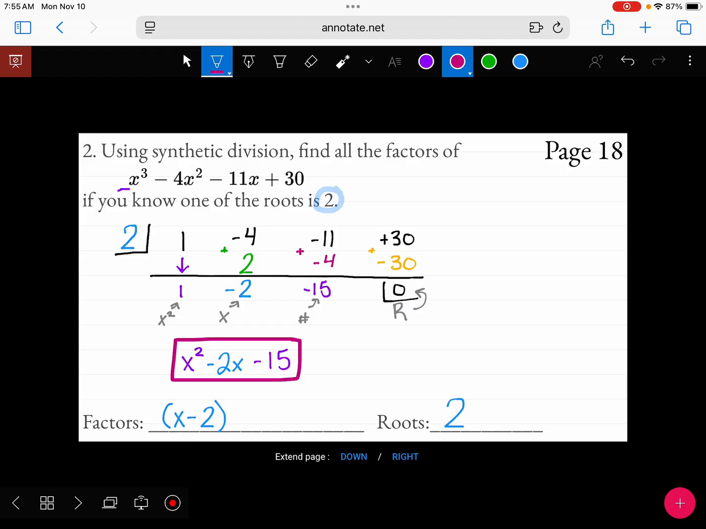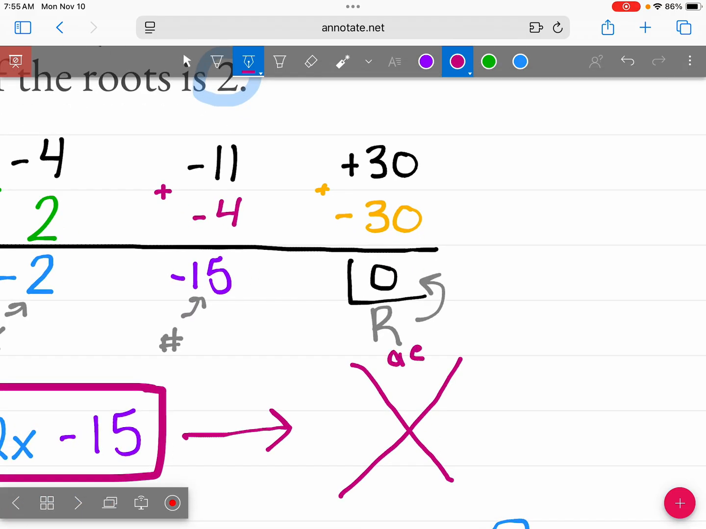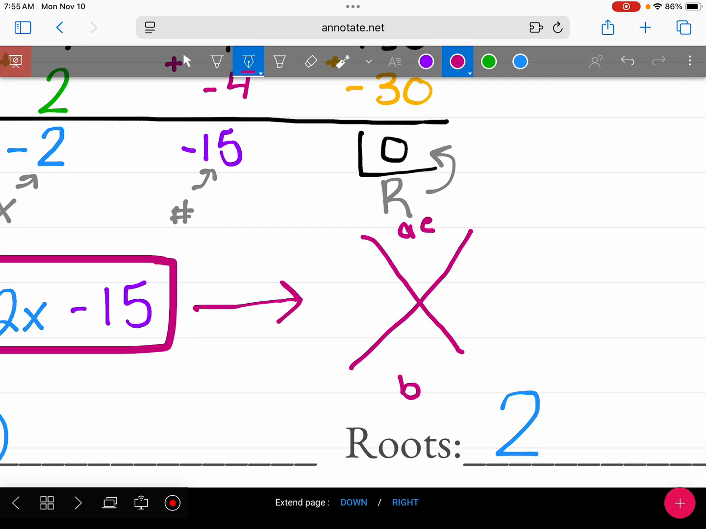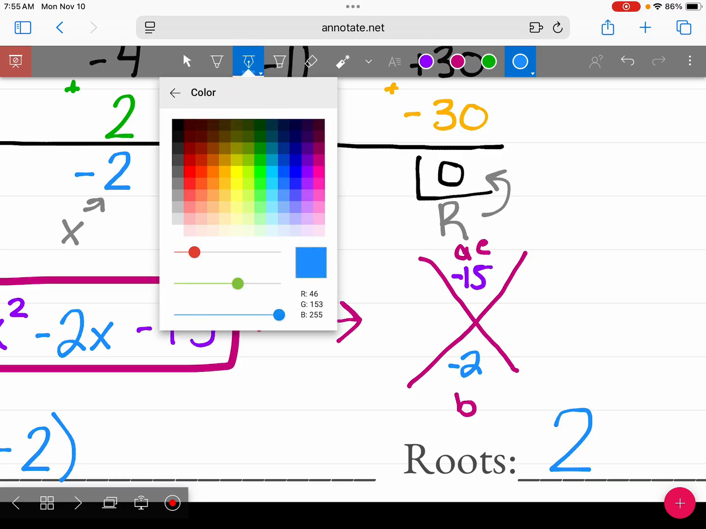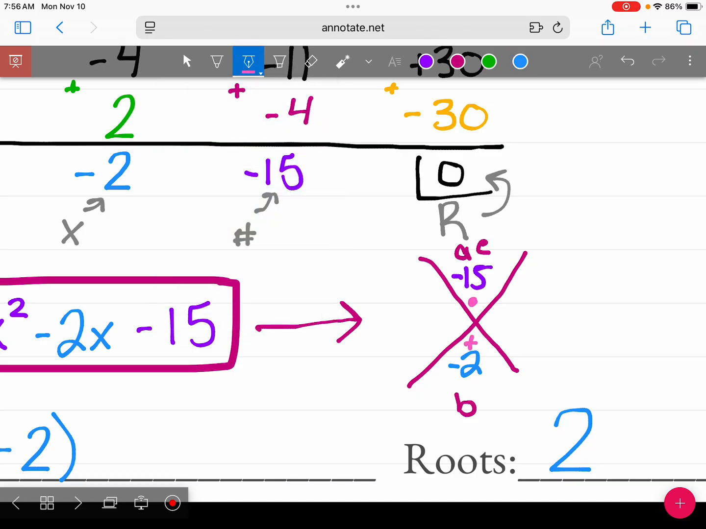But we weren't just asked to divide. We wanted to find all the factors. So then I want to know, can I factor this more? I have an x squared here. Could we factor that more? Well, let's check and see. We can use our factoring tools, where we look at our a times c over our b. A times c, 1 times negative 15 is negative 15. B is negative 2. Do we know a pair of numbers that multiplies to make negative 15 and will add to make negative 2?